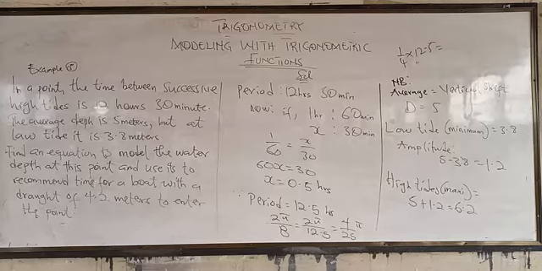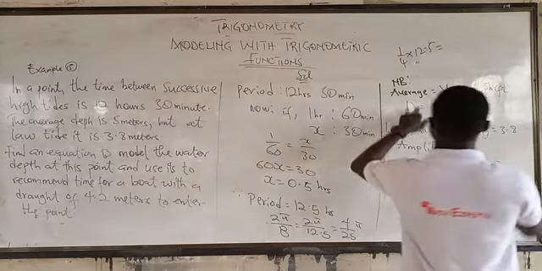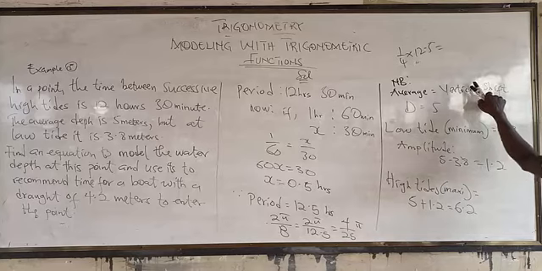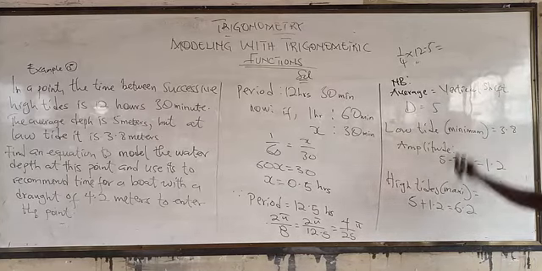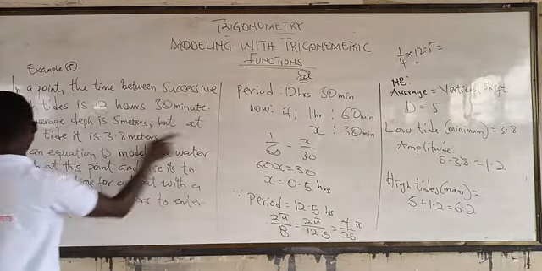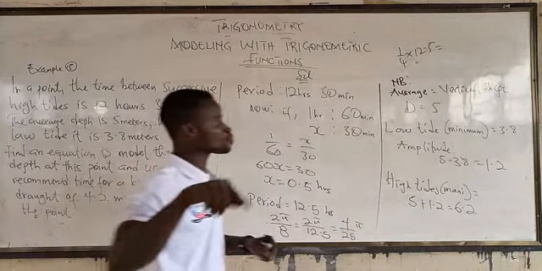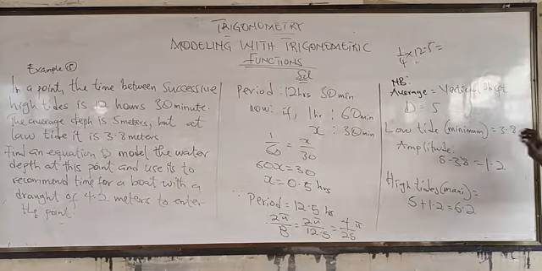Now, when you look at the question again, we are given that the average depth is 5 meters. And don't forget, the average is the same as the vertical shift. If that is the same as the vertical shift, that means that the capital G is going to be 5. But the low tide is also given to you at 3.5. And the low tide here is going to represent the minimum, and that is 3.5.